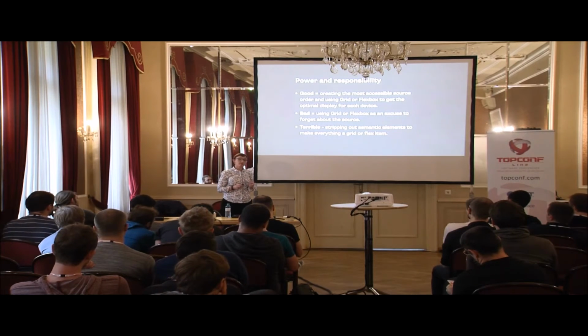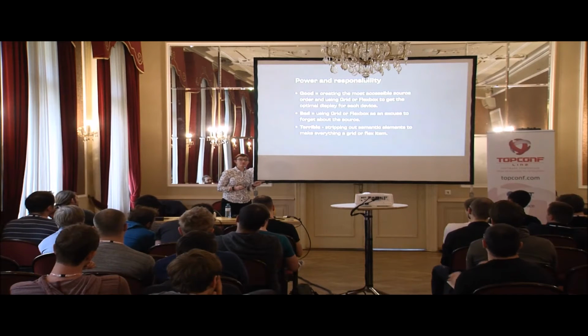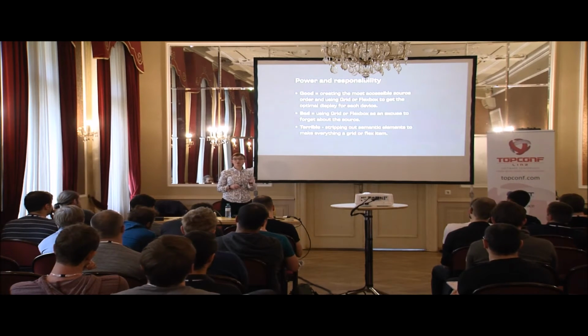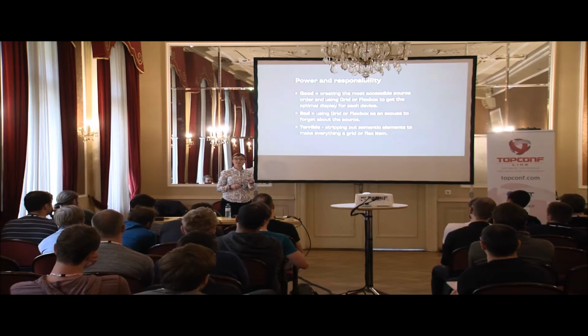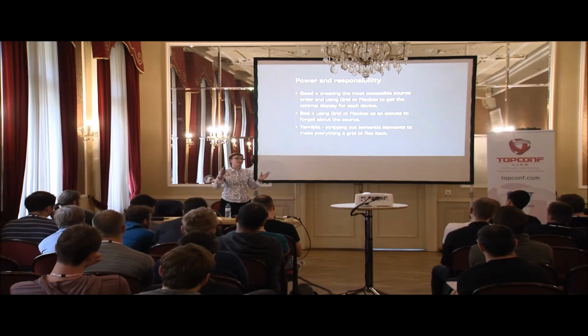Even worse, things only become Grid items in the same way that things only become Flex items if they are a direct child of the parent, the thing that's got display Grid on it. So I think there's a real danger that authoring tools in particular will start to flatten out the source, removing semantic elements in order to make everything the child of a grid and make displaying things around the grid really easy.